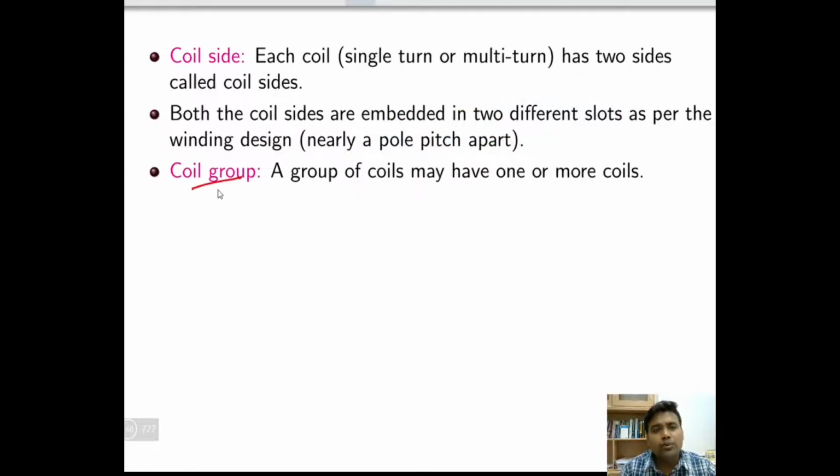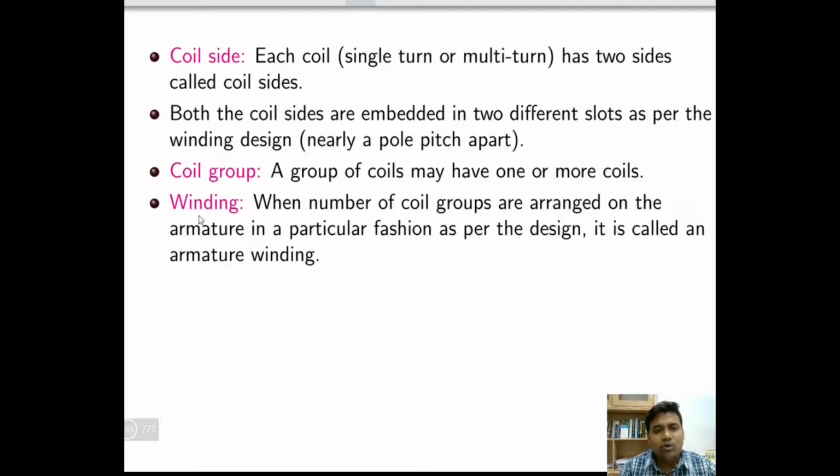What is a coil group? A group of coils may have one or more coils. That is known as a coil group. What is a winding?